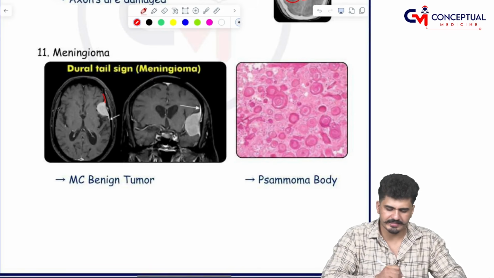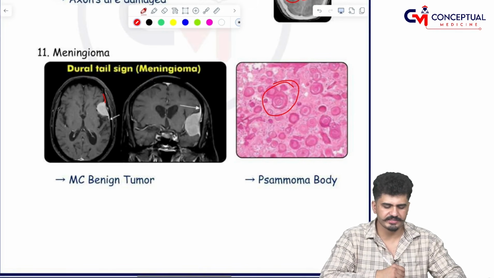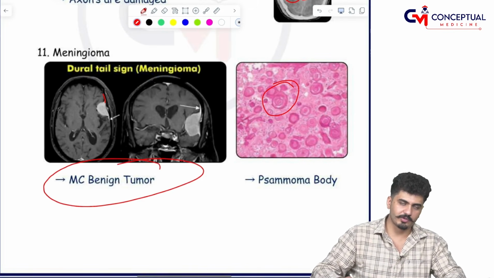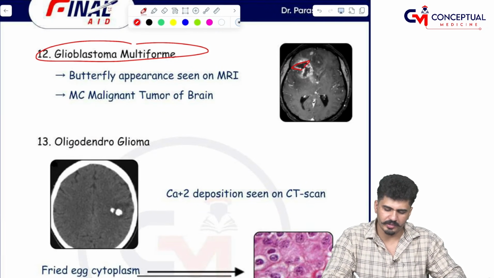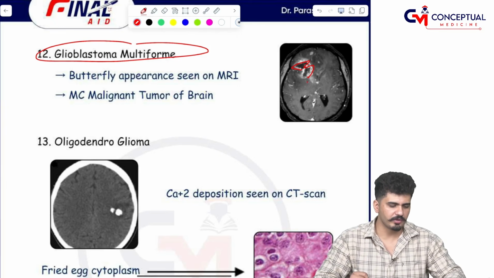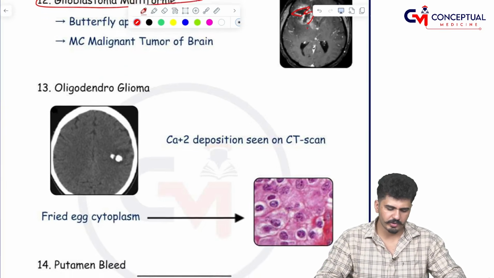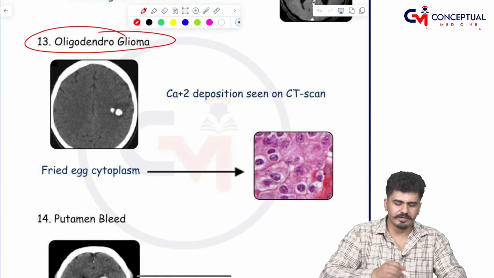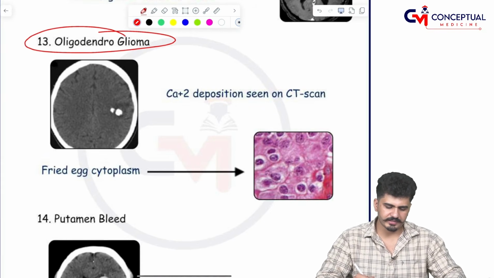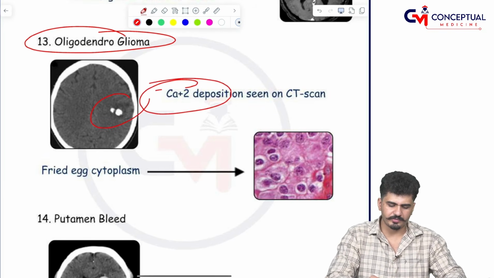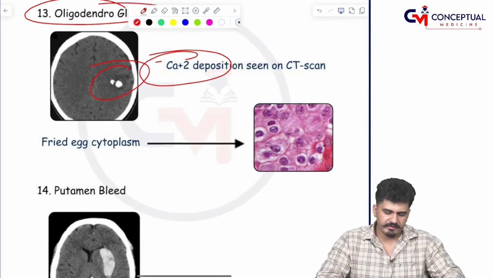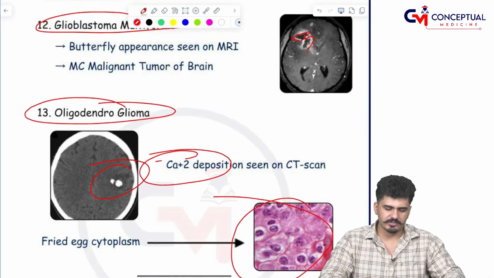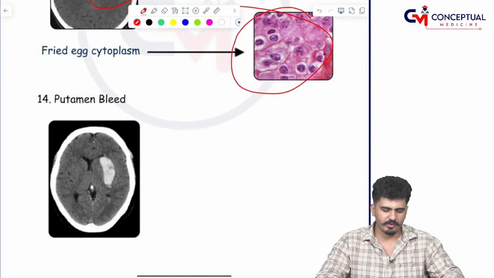Meningioma, dural tail sign is there, plus psammoma bodies you will see. Most common benign tumor. Then glioblastoma multiforme, butterfly shaped tumor you are going to see. This is a malignant tumor of the brain sir. Oligodendroglioma sir. Remember calcium deposition you will see on the CT scan right here sir. Very nice. Yes. Fried egg cytoplasm is also a feature of oligodendroglioma sir.